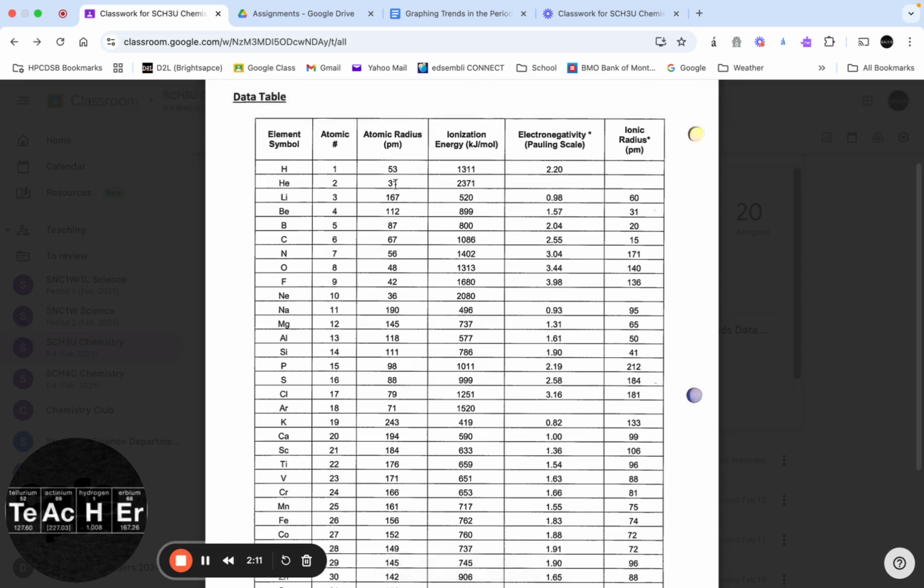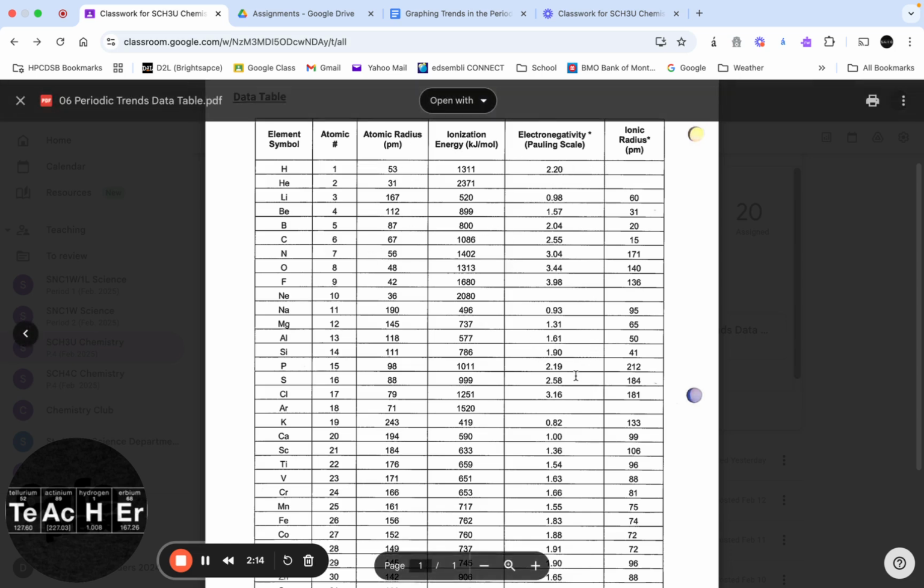The scales of all of these are not the same. I don't ask you to do ionic radius. So it's just atomic radius, ionization energy, and electronegativity. They have to be done on 3 different graphs because their units and the scales are completely different.